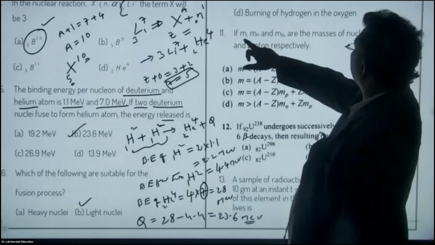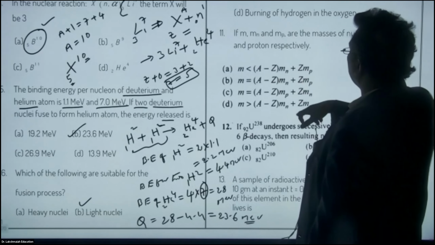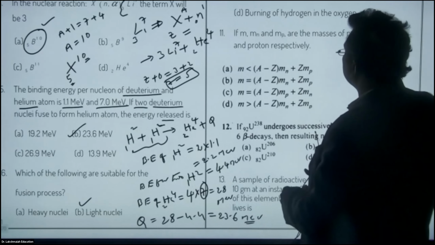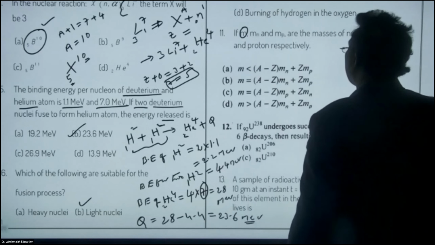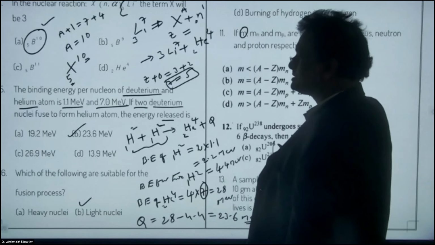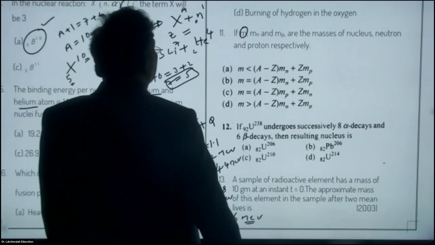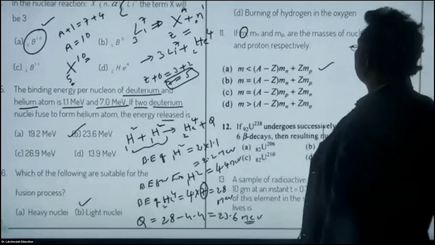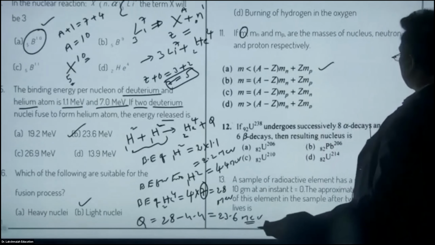11th question. You see. If M is the mass of the nucleus, and the masses of neutron and proton are given respectively, then you write the equation. Which option is correct? Effective mass is always less than the mass of the number of neutrons and protons. Is it correct? Sir, option A. Yeah, option A. Right. Next one.